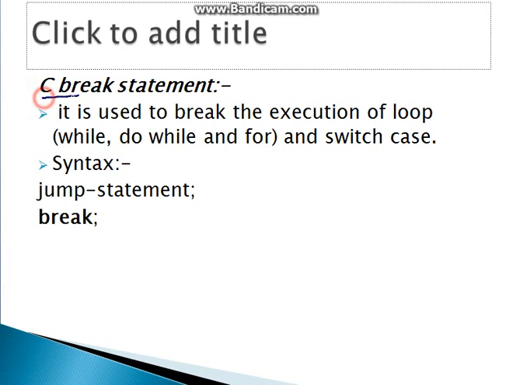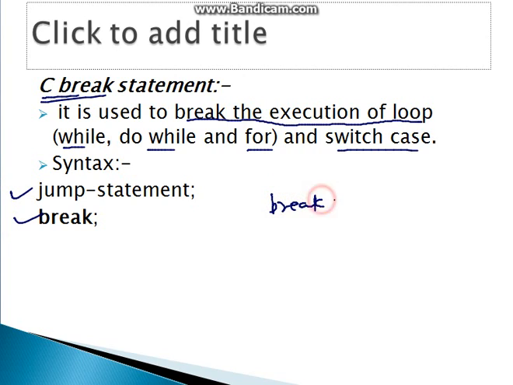We have in C language a break statement. The break statement is used to break the execution of a loop, whether a do-while loop or a for loop, and a switch case. In all four of these cases, the break jump statement is used. This break statement actually breaks the loop.